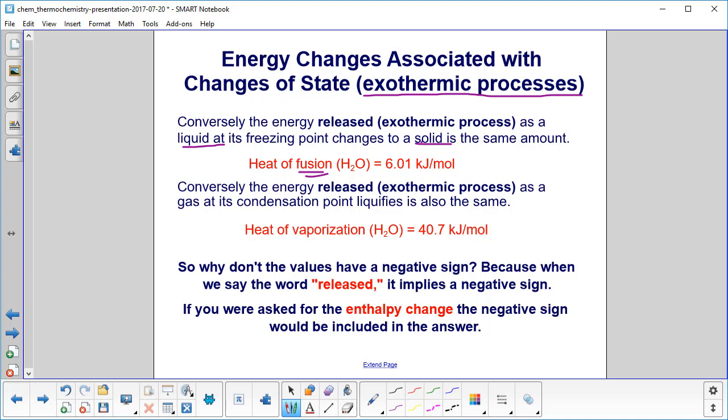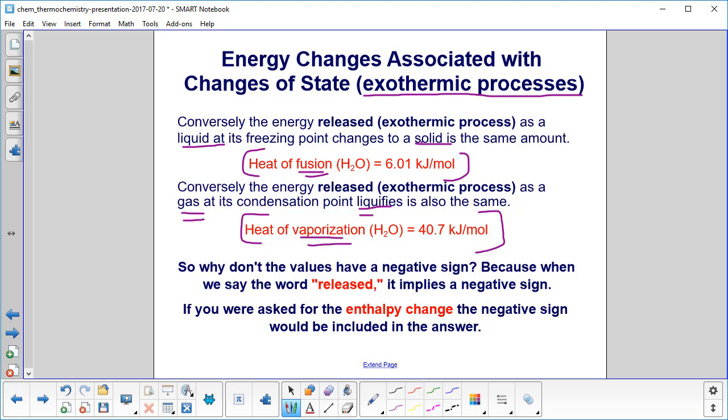Now, when you release energy, when gas goes to a liquid, so you have gas condensing to a liquid, we have the same value for the heat of vaporization there, 40.7 kilojoules per mole. Sometimes that's called the heat of condensation, but we're just going to keep these two descriptions, fusion and vaporization.